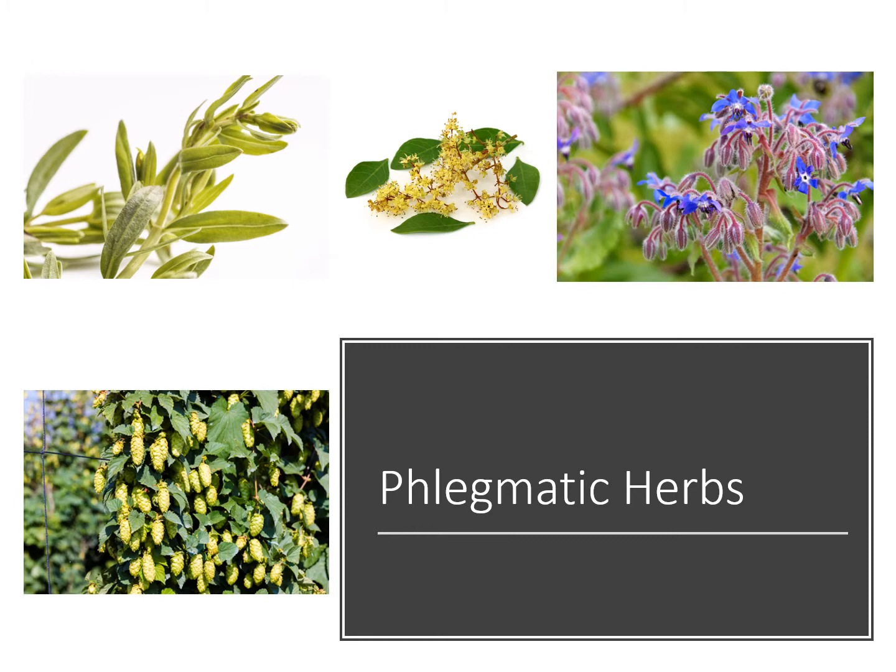So some of the phlegmatic herbs include, over here in the top right-hand corner, borage, and in the middle is henna leaves. In the top left-hand corner is hyssop, and at the bottom are hops. So these are all considered phlegmatic herbs.